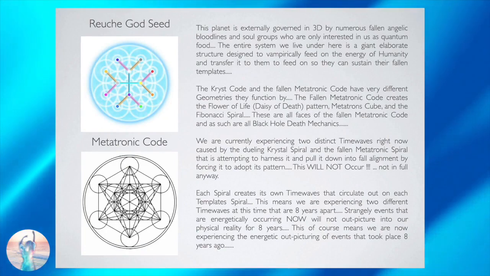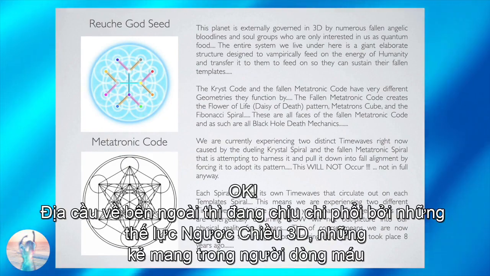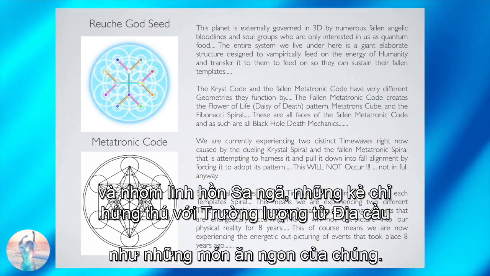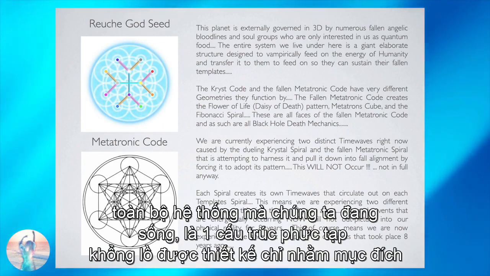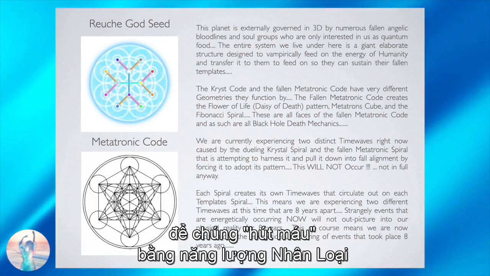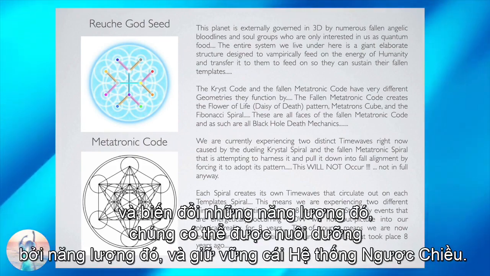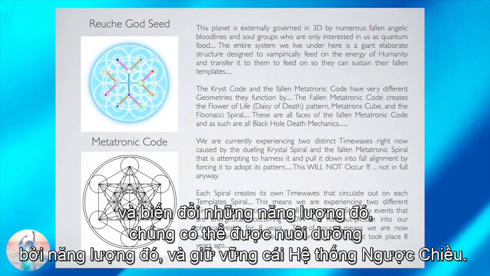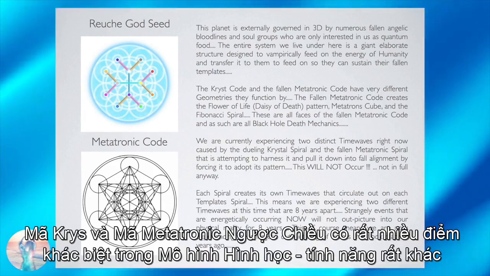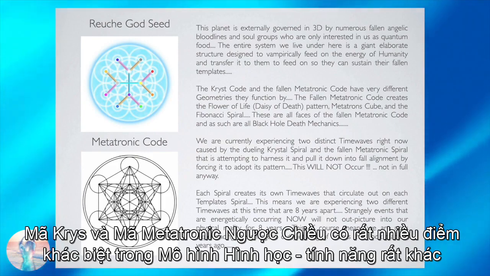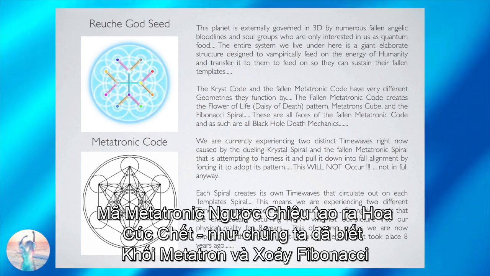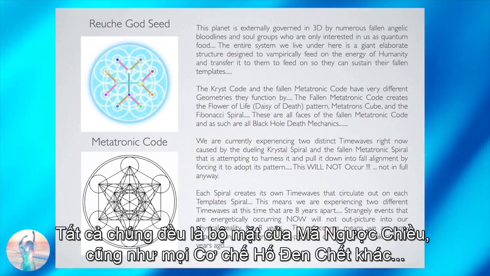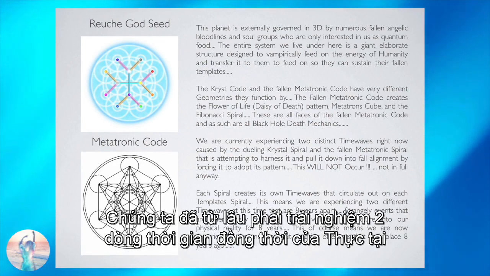Okay, so this planet is externally governed in 3D by numerous fallen angelic bloodlines and soul groups who are only interested in us as quantum food. The entire system we live under here is a giant elaborate structure designed to vampirically feed on the energy of humanity and transfer it to them so they can feed on it to sustain their fallen templates. The Christ Code and the fallen Metatronic code have very different geometries they function by. The fallen Metatronic code creates the flower of life or daisy of death pattern, Metatron's cube and the Fibonacci spiral. These are all faces of the fallen Metatronic code, and as such they are all black hole death mechanics.